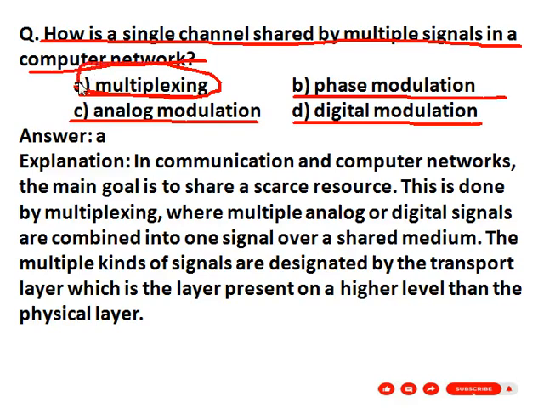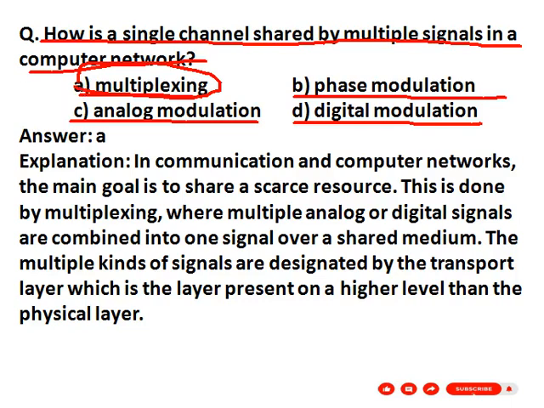So what is multiplexing? In communication and computer networks, the main goal is to share a scarce resource. This is done by multiplexing, where multiple analog or digital signals are combined into one signal over a shared medium. The multiple kinds of signals are designated by the transport layer, which is the layer present at a higher level than the physical layer.